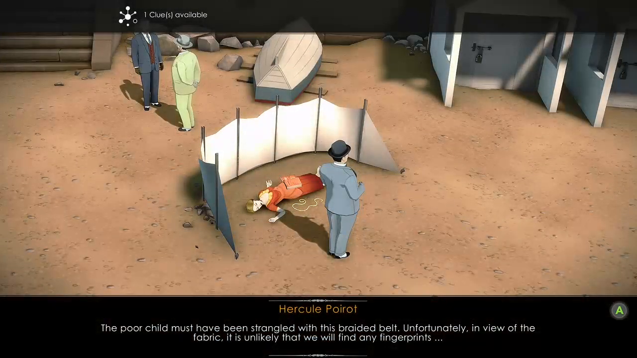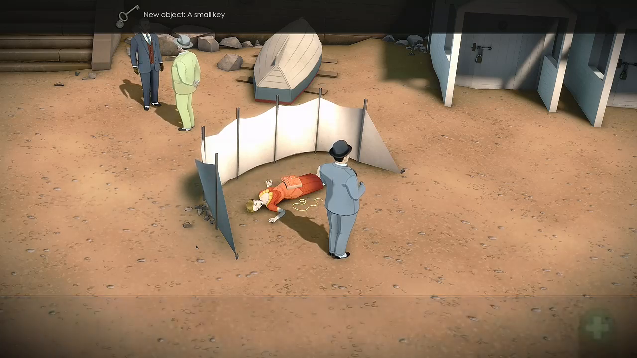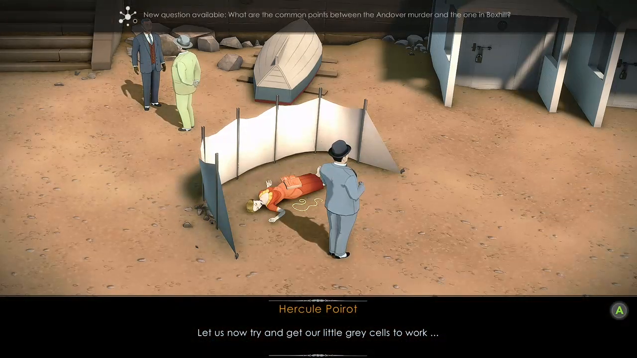The poor child must have been strangled with his braided belt. Unfortunately, in view of the fabric, it is unlikely that we will find any prints. No, but we can now try DNA, and get our brain cells to work.